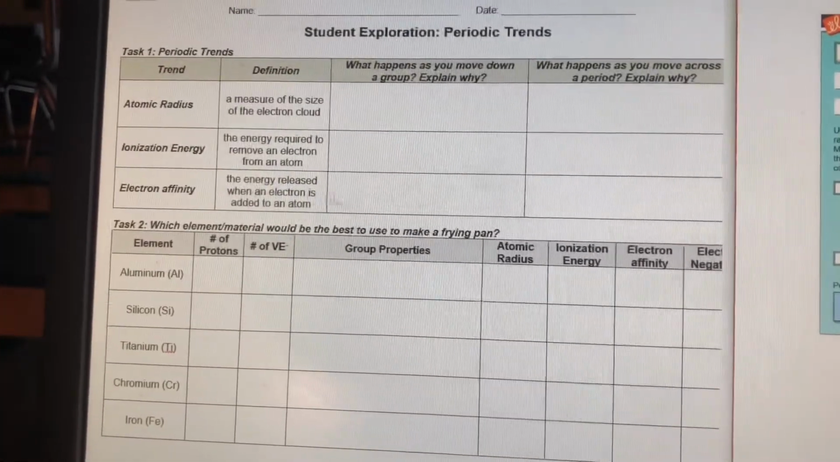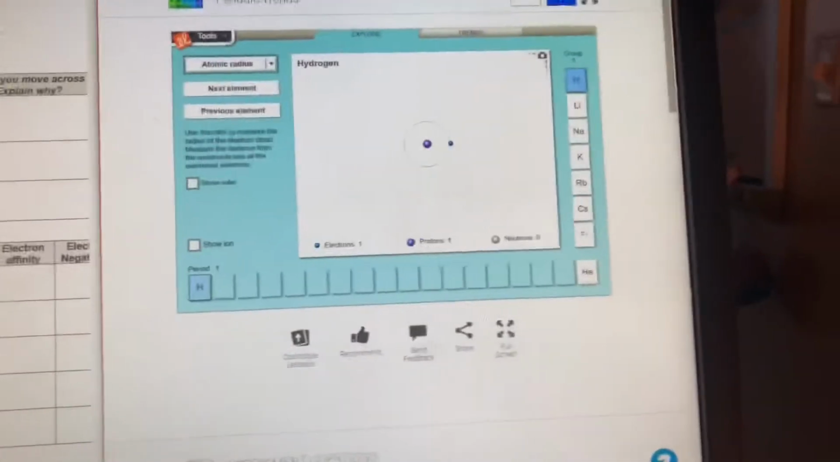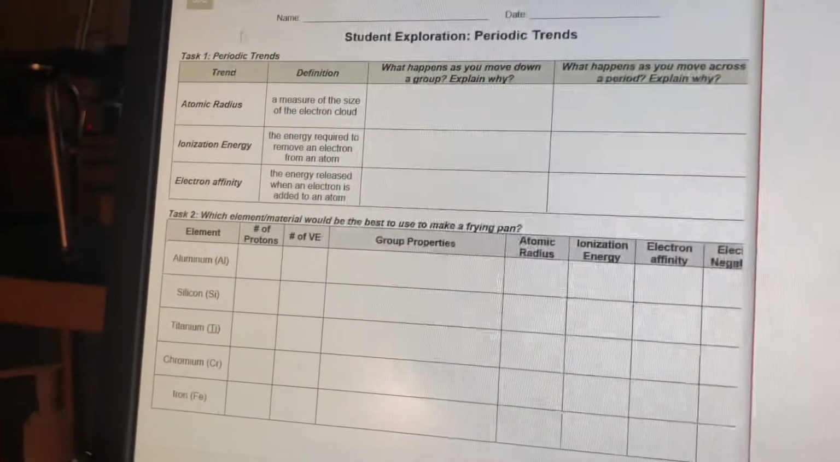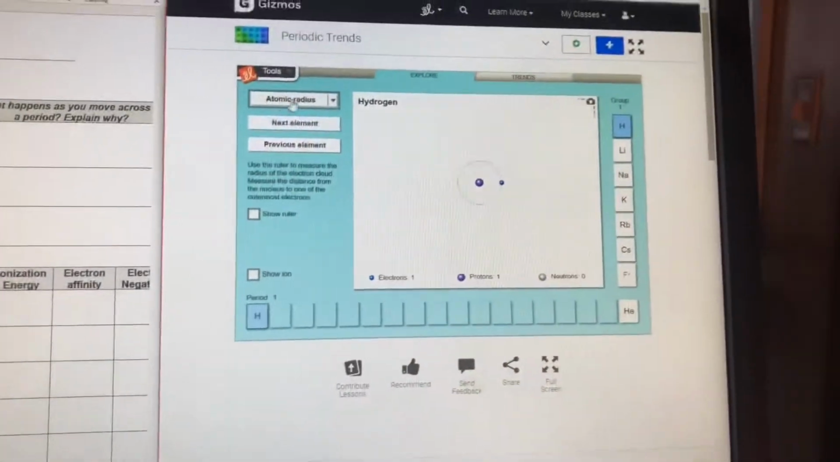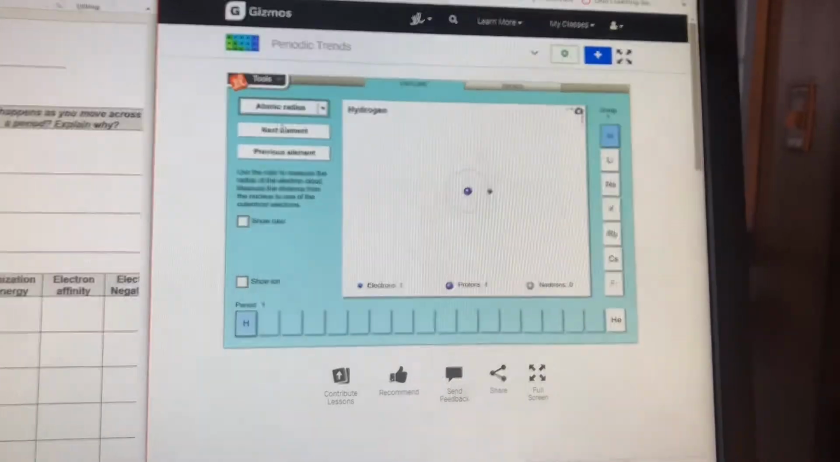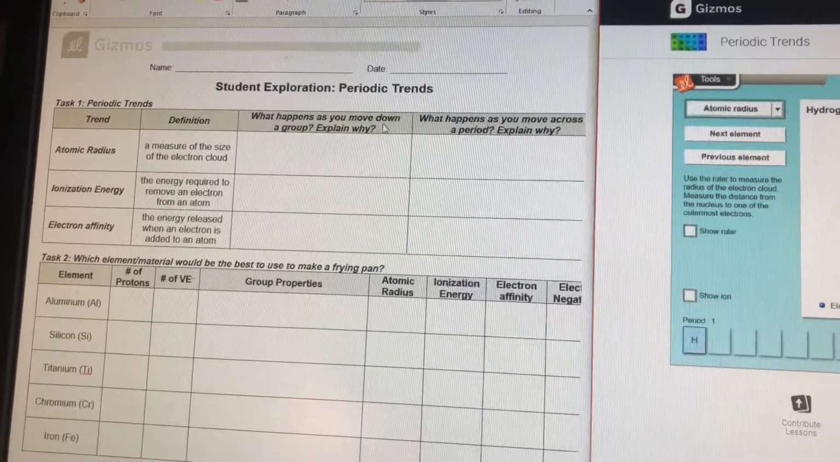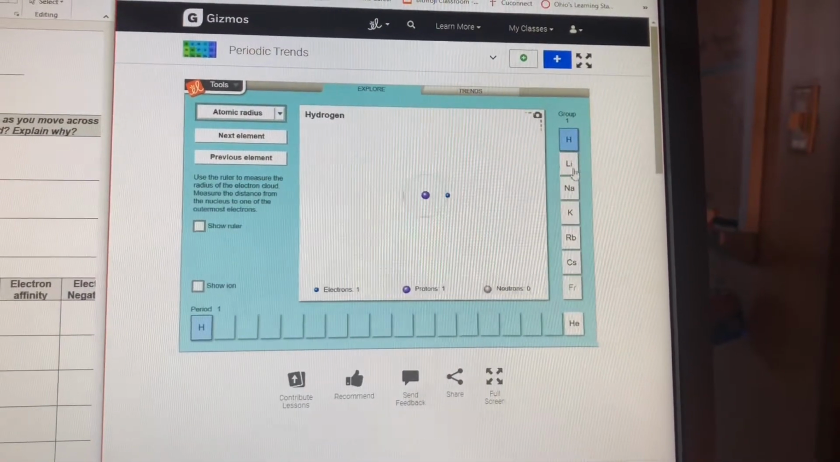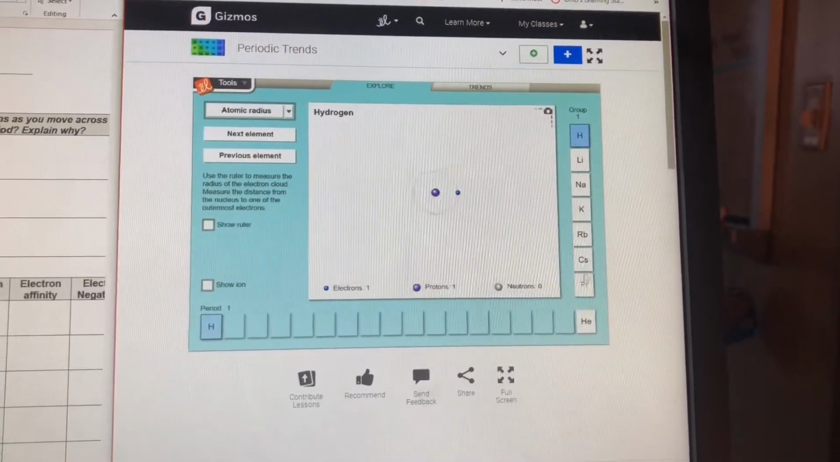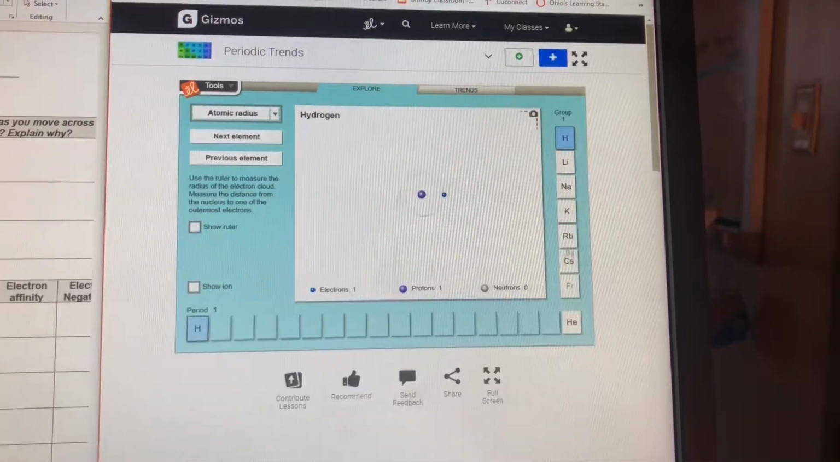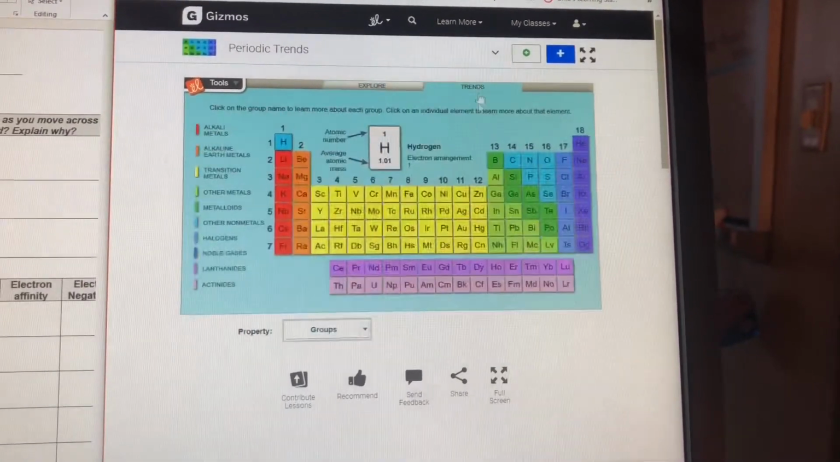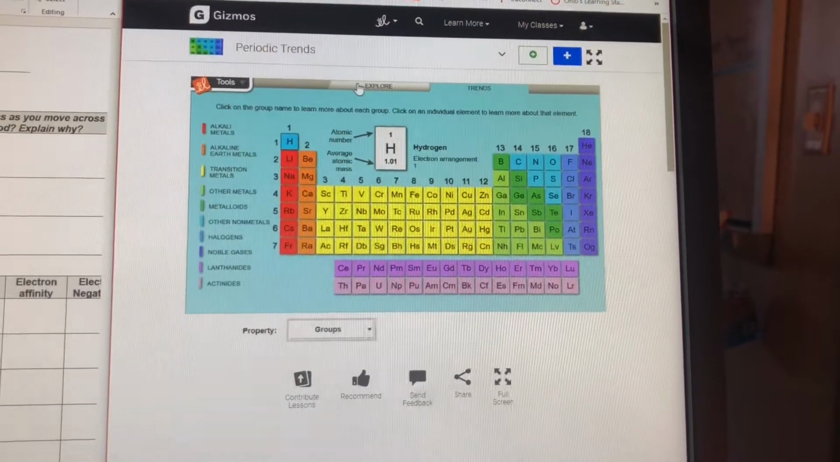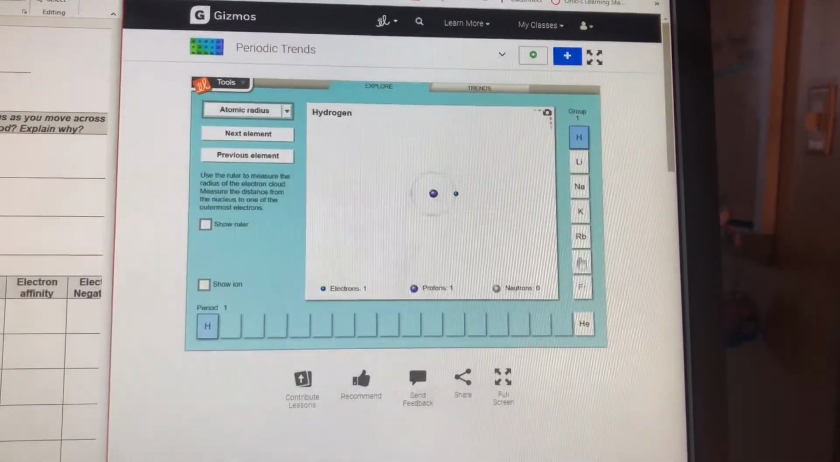So how you're going to look at this is you're going to go to your gizmo. If the first column says atomic radius, make sure this tab right here says atomic radius, okay? And the first section of your worksheet says what happens as you move down a group. So we're going down the periodic table. The great thing about this gizmo is all of the elements in the group with hydrogen are all right here. We don't have to click anywhere else. We don't have to go to the periodic table. It's here for your reference, but you don't have to click it. You can click down the rows right here.